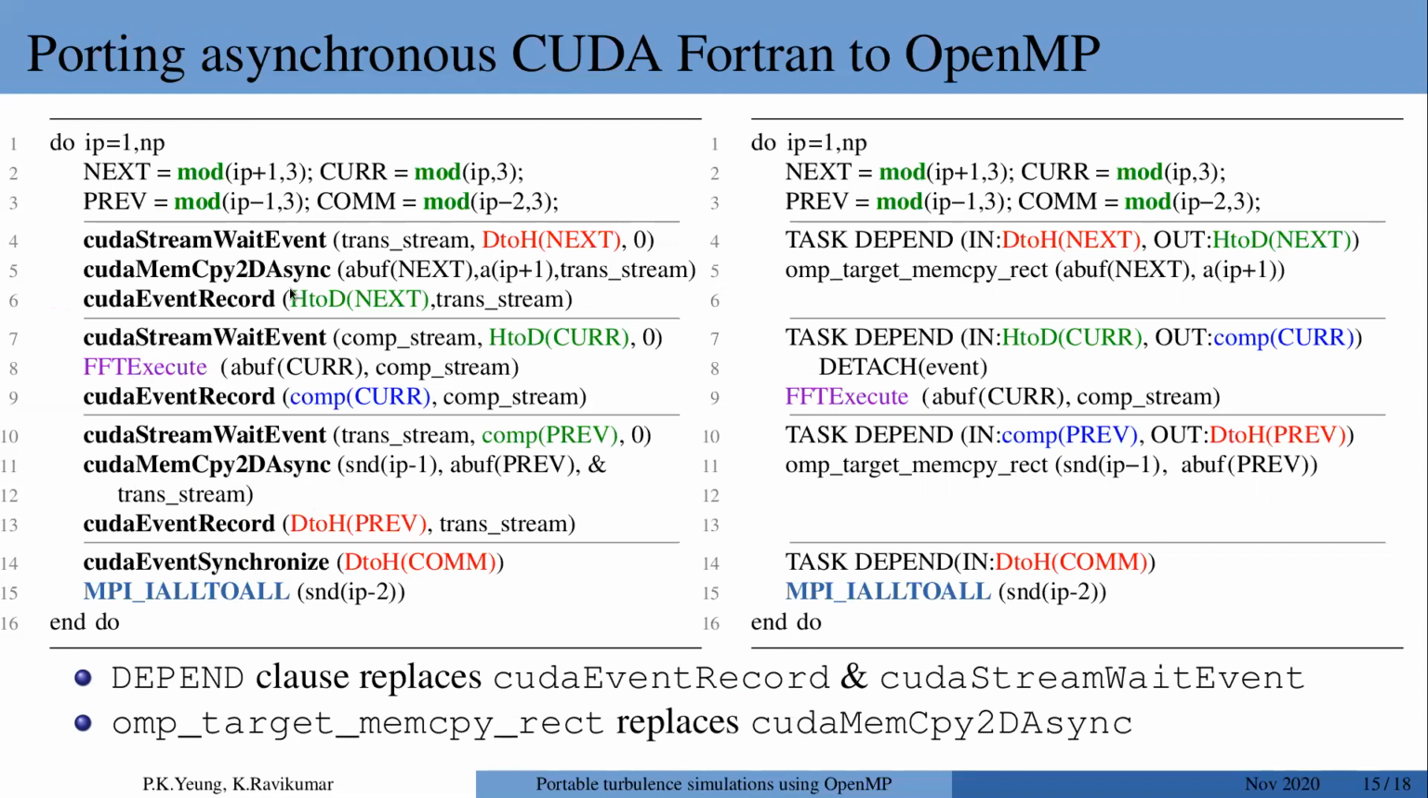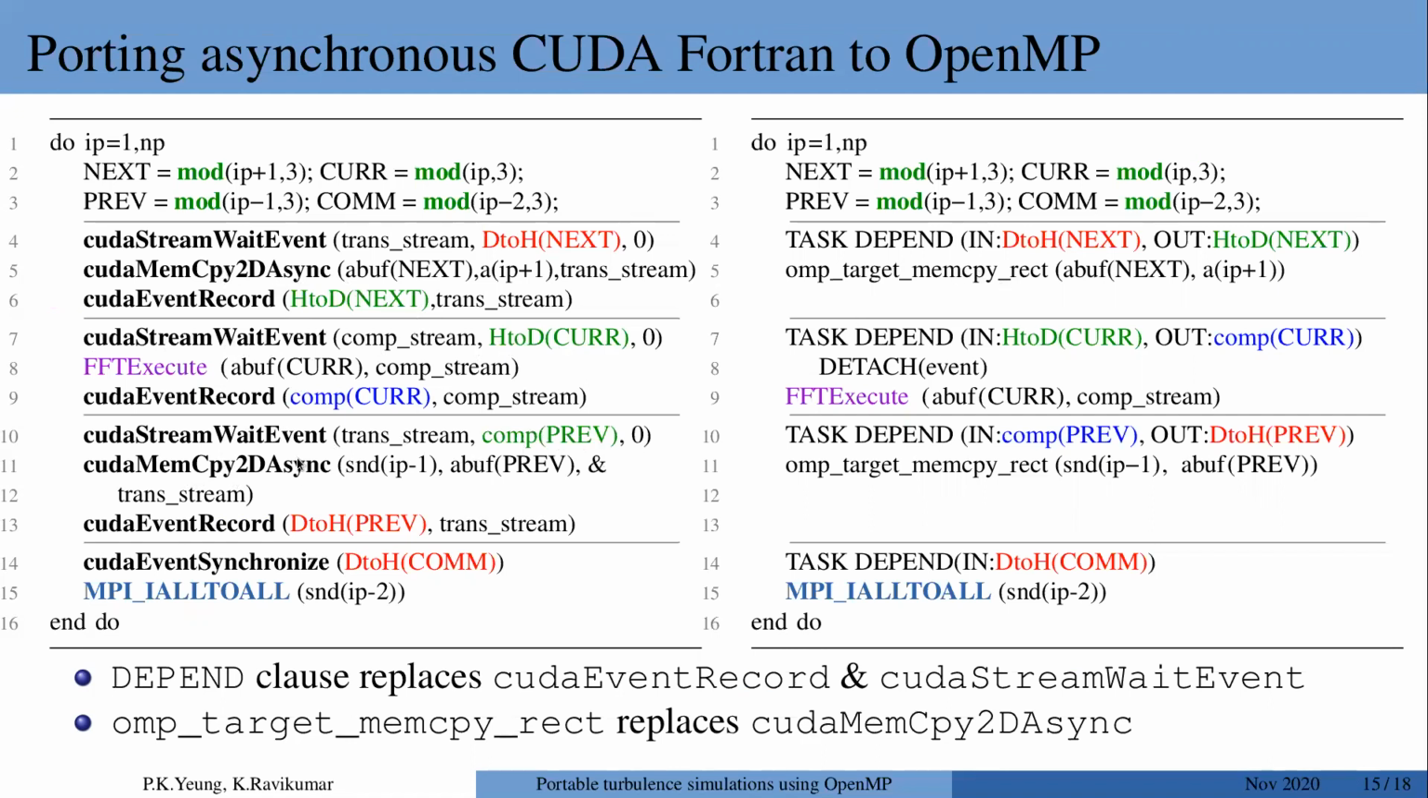The necessary synchronization is set up by using CUDA stream wait event and CUDA event record, such that, for example, if we are performing the FFTs on the current buffer, CURR, that is only started as soon as the host to device copy has been finished on that buffer, set up by this CUDA stream wait event. And similarly, the device to host copy is not started before the computations on that previous buffer are actually finished, to ensure that we are not copying the data out before it is ready to be copied out.